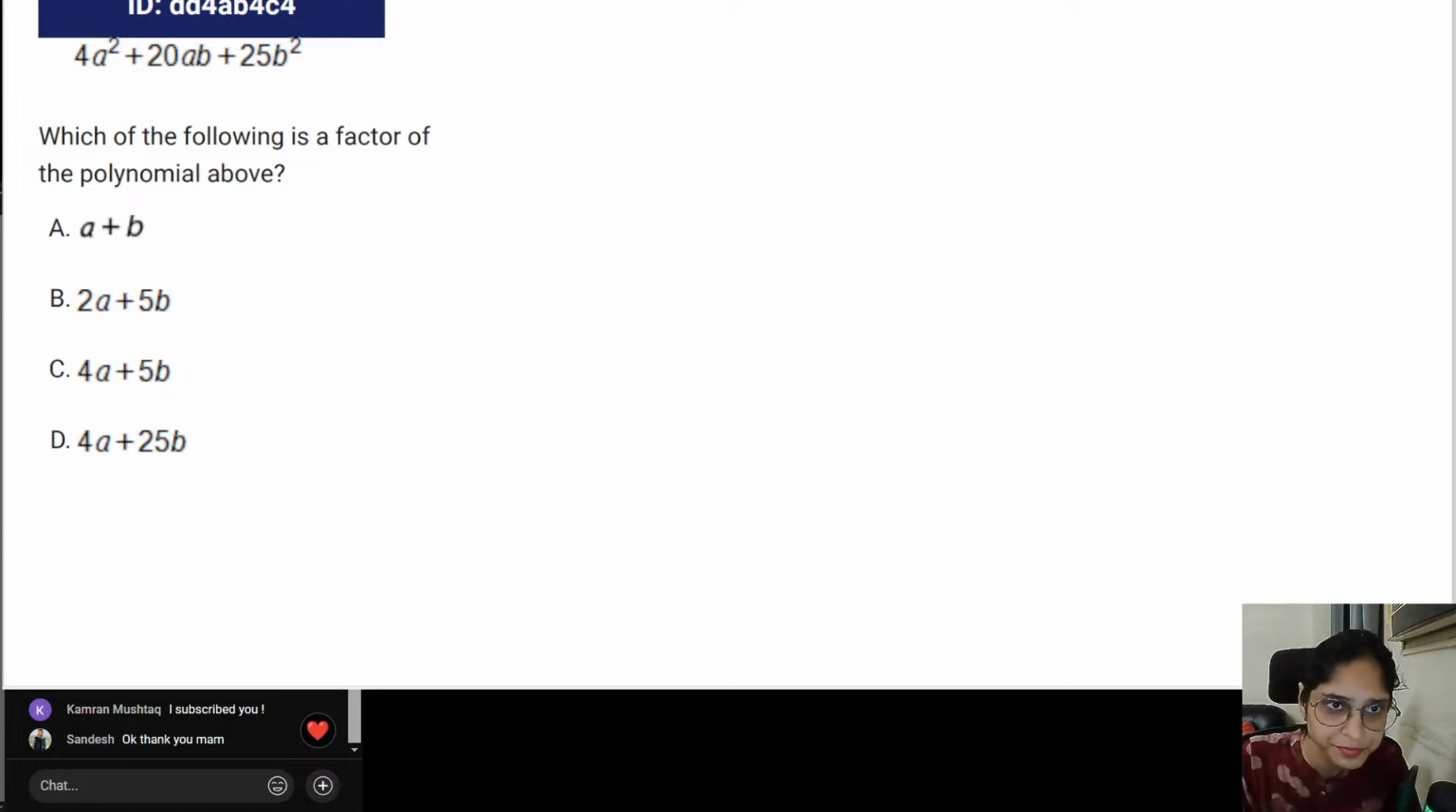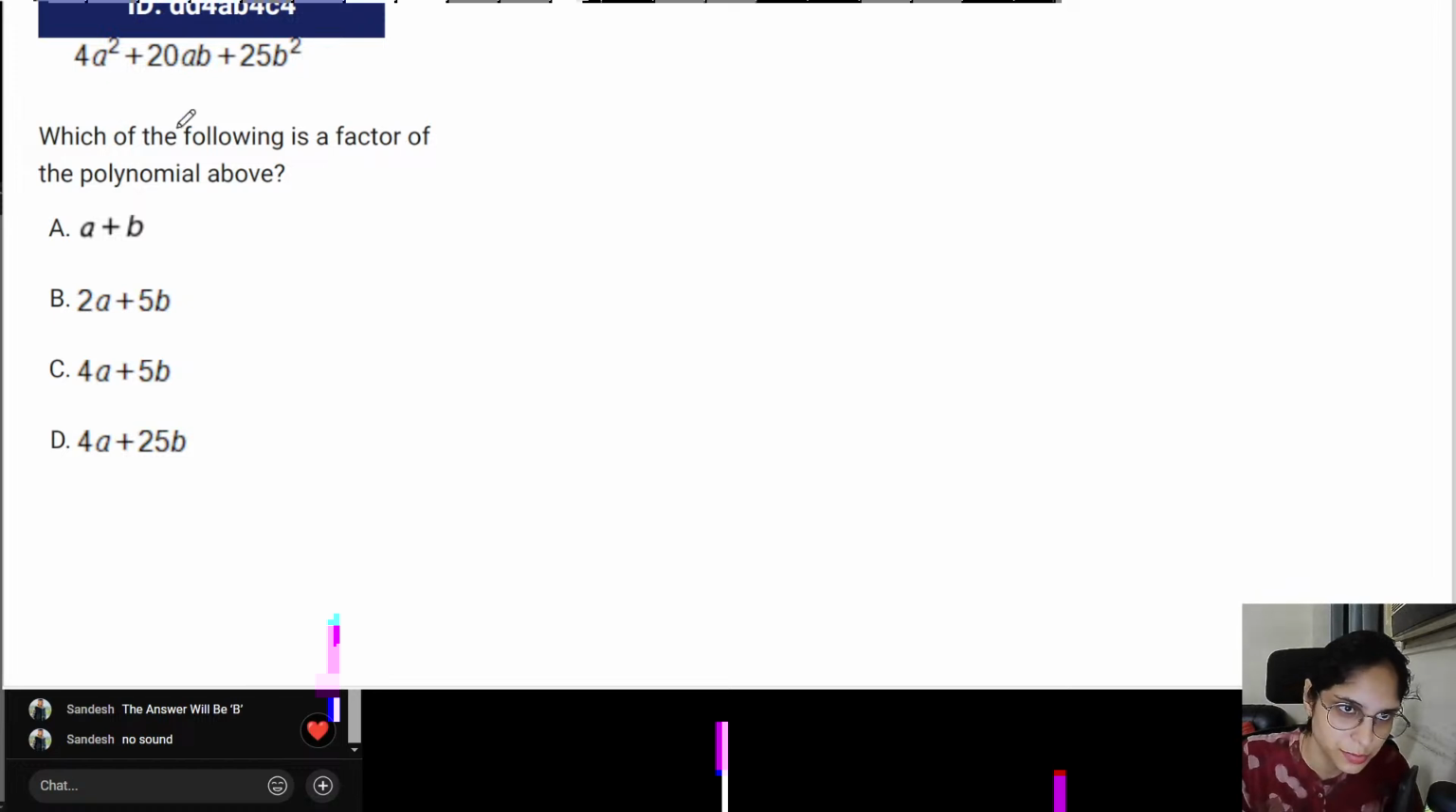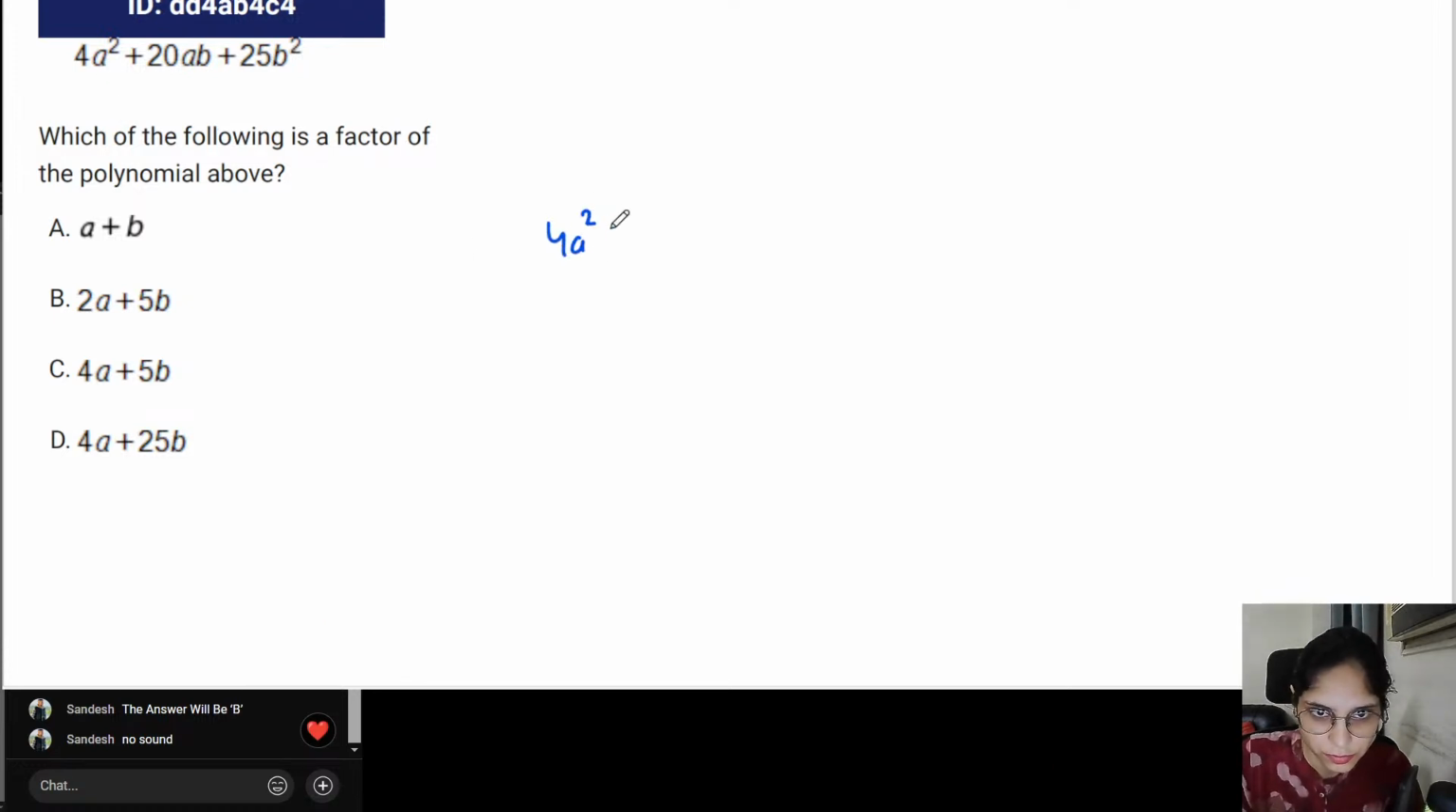So 4a squared plus 20ab plus 25b squared. There are so many variables, a and b. You just have to check if the first term, 4a squared, is a perfect square. Yes, it is, because 4 is a perfect square, it can be written as 2 squared. Then you check if your third term, the square term or constant term, is a perfect square. So 25 is also a perfect square.